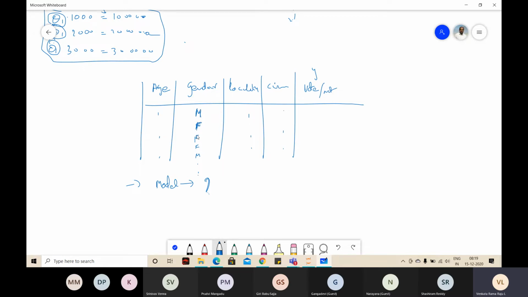Can somebody answer? Gender column, should we be doing one hot encoding or label encoding? Label. Why label? There are only two values, right? That's one way of answering it, but we can think a little more. I think we go for one hot encoding because 0 and 1.